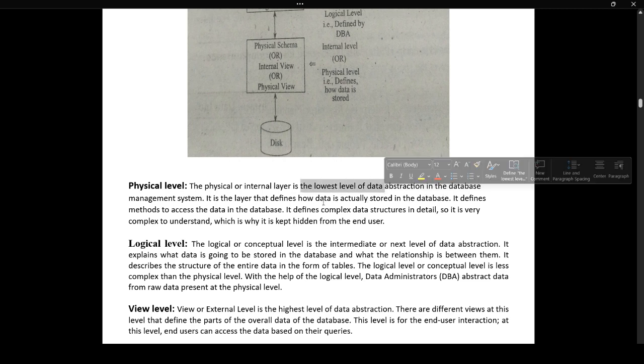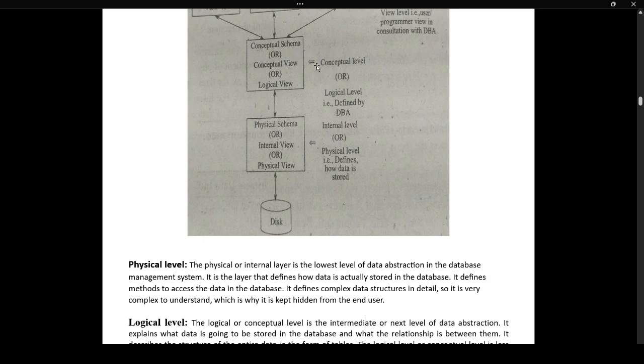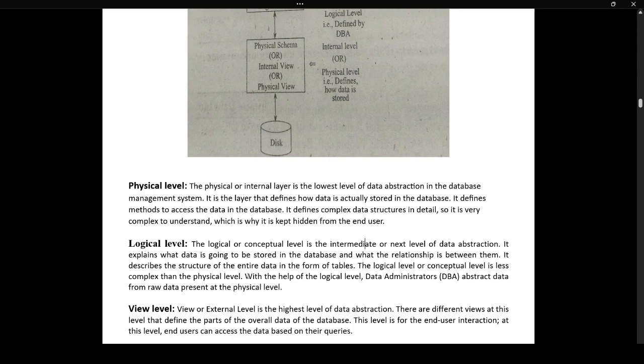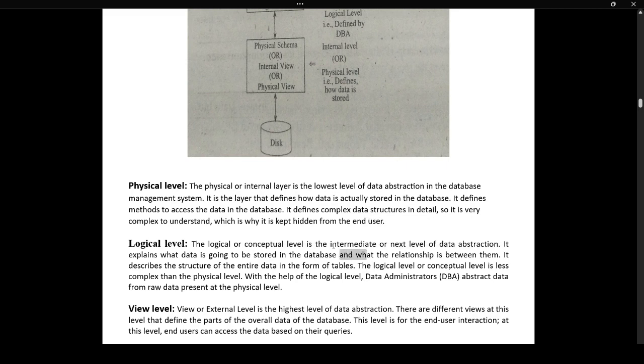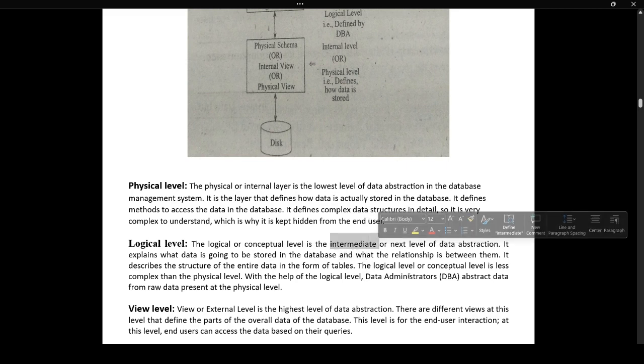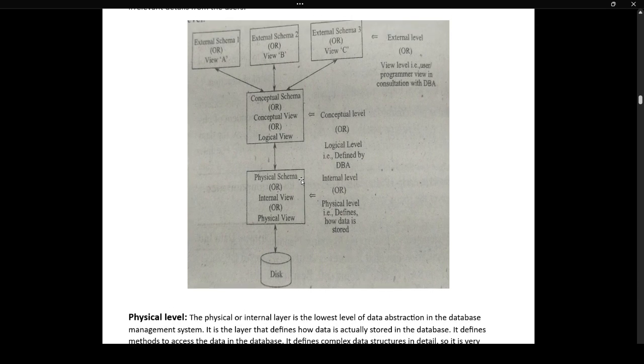The lowest level in the database is also known as the internal level, and it actually stores the database, and it defines the method to access the database. Okay, and coming to the next level, the logical level. By the name itself, we can say that it is the middle layer. The logical level is also known as the conceptual level. This is the intermediate, or next level of data abstraction, so you can state that it's the second layer of data abstraction.